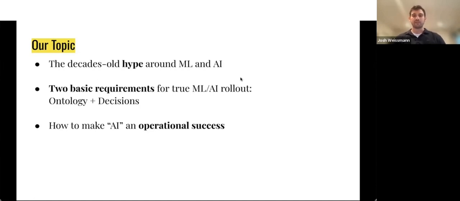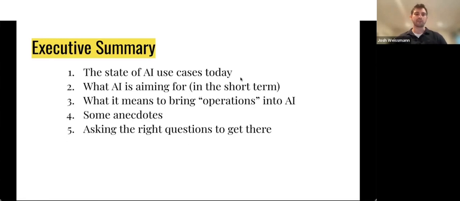So that being said, where do we start? The way we'll actually talk about these things is a bit about the use cases today in AI. We'll talk about what AI is aiming for in the short term. We'll talk a little bit also about how to bring operations into that. How do we bring the world of operations from the biggest corporations in the world into this AI conversation, as opposed to just being a chatbot? Some anecdotes from some experiences I've had and what that might inform us about the topic at hand. And then in a tactful way, right, thinking about asking the right questions to get there. What do we need to do, in both a technical and a non-technical way, to get towards some of these outcomes that we're aiming for?